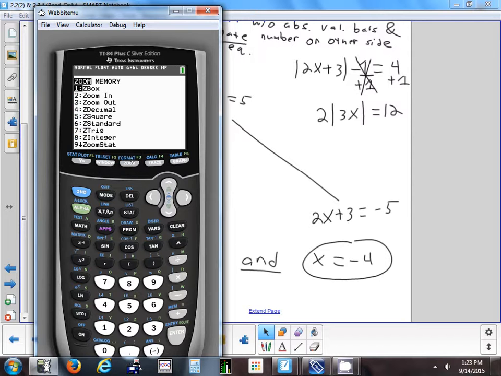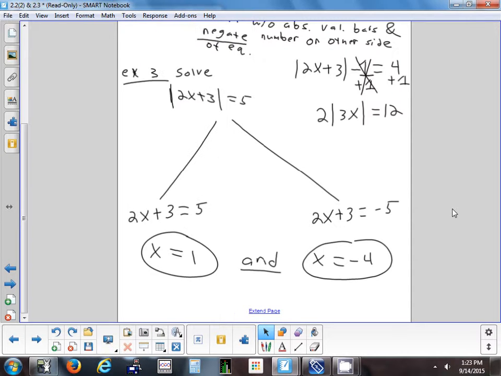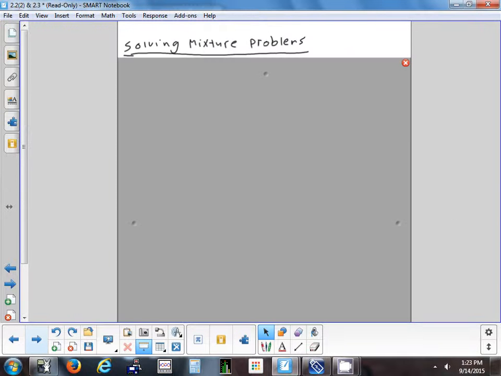So just do zoom 6. Notice it crosses the x-axis at -4, +1. Wow. Question? It's a nice way to double check your answer if you want.